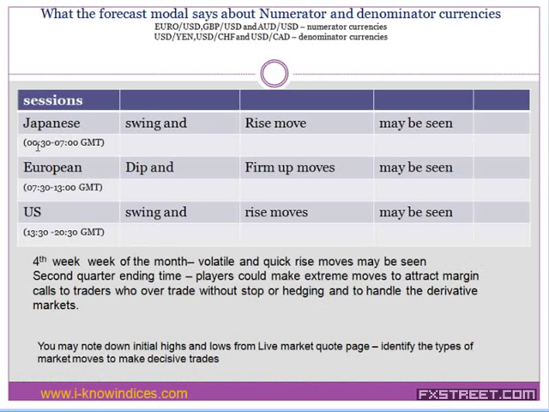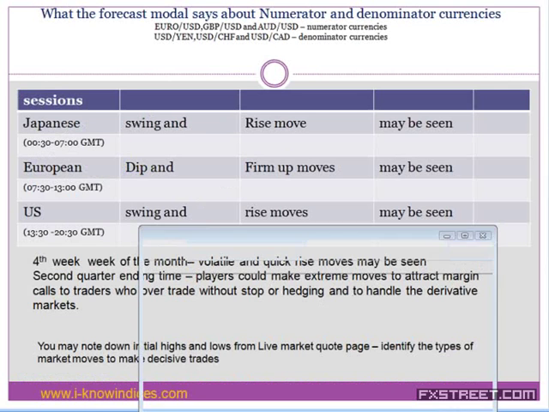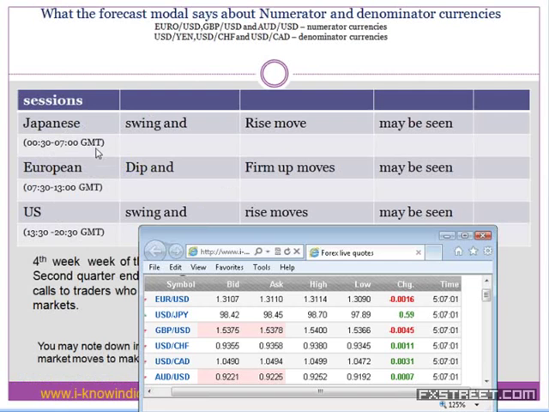So the Japanese session is 0030 to 7 GMT, and we are currently at 5 GMT. So it is in the middle of the Japanese session, and you can call it session 1. And the European session is from 7:30 to 13 GMT. Then the US session is from 13:30 to 20:30 GMT. In between the sessions you come across the gap times, and during the gap times they make the false move.